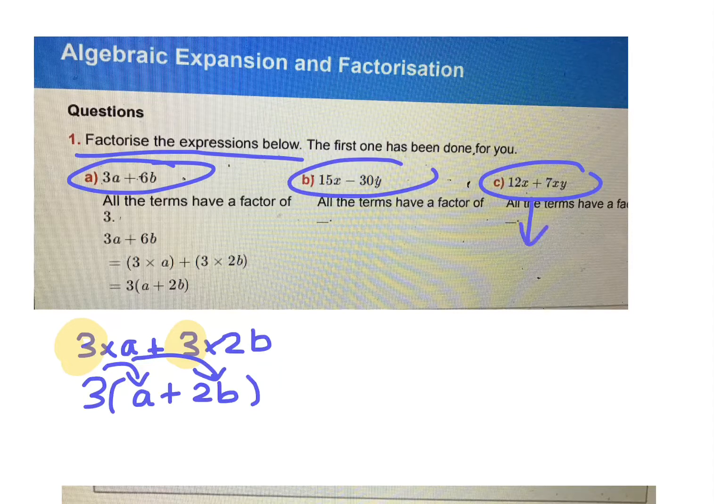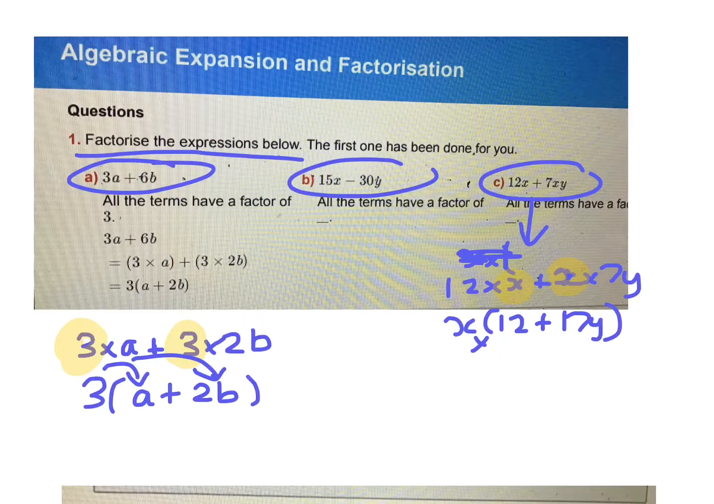This one here doesn't have a common factor that's a number. So you've got 12 and 7. Can you see though there is a common factor of x? So you can take x times, see it's 12 times x plus 7, x times 7y. So the common thing here is x. So you take the x out, so it'll be x times 12 plus x times 7y.